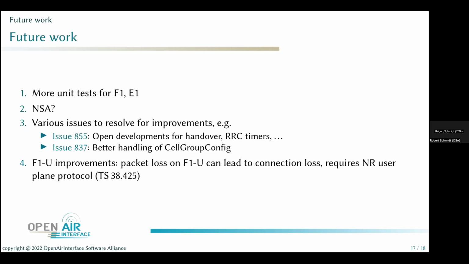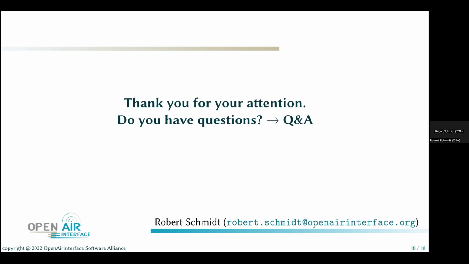And in particular for the F1 user plane, the user plane part on F1, there are still some limitations where, for example, some packet loss can lead to connection loss. And so on. Of course, once you have a part of 3GPP that is working, there is at least the same amount of more work that you can still do. But anyway, you have seen F1 handover, F1 and E1 interfaces, and so on. I thank everybody for their attention.